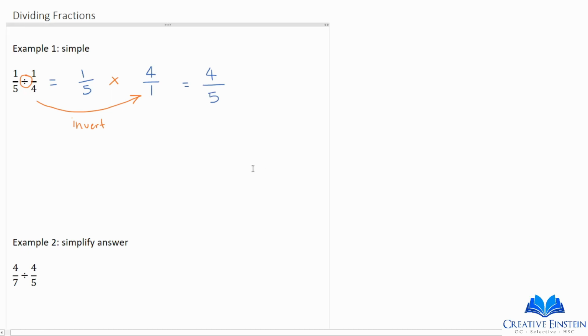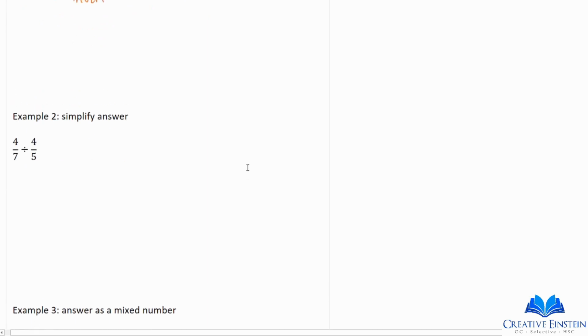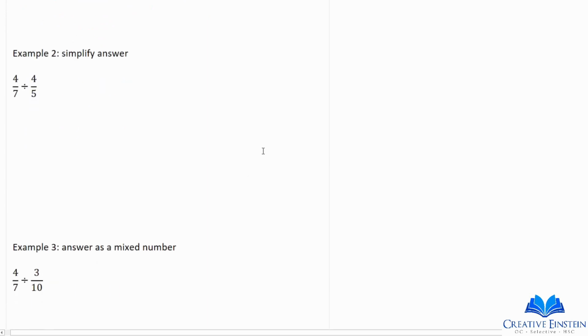Let's move down to the next example. The next example is a little bit more complicated only because we're going to be simplifying the answer. Okay, again, the first fraction stays the same, 4/7. We invert the second fraction, it becomes 5/4. So invert here, and then we no longer divide, we times.